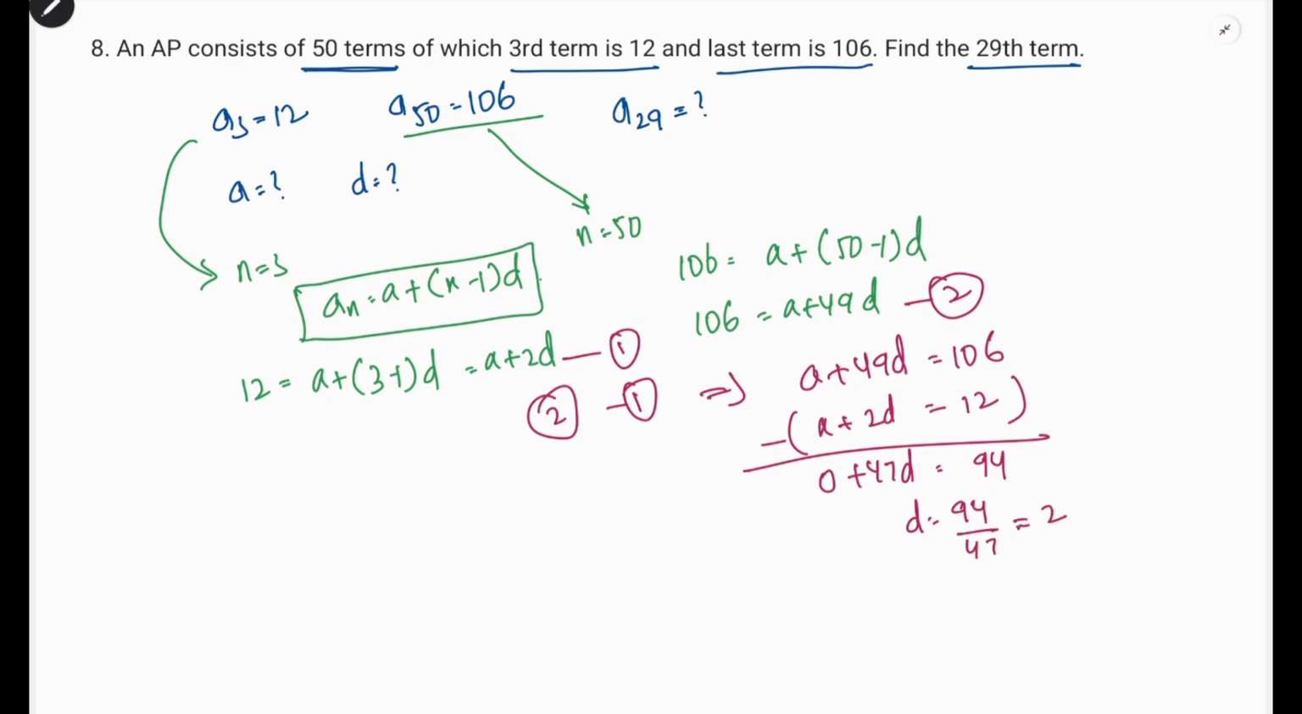It is 2. So substitute the d value in the first equation. You will get a plus 2 into 2 is equal to 12. A is equal to 12 minus 4. It is 8. We have to find the 29th term.